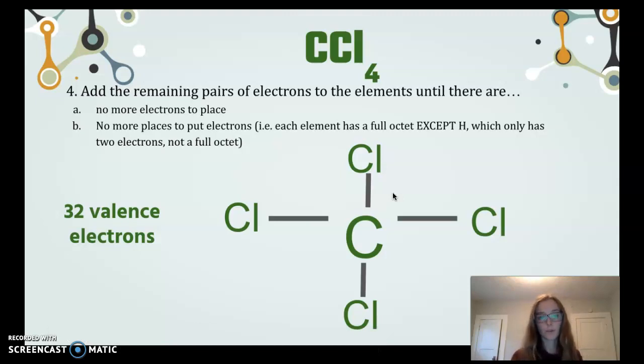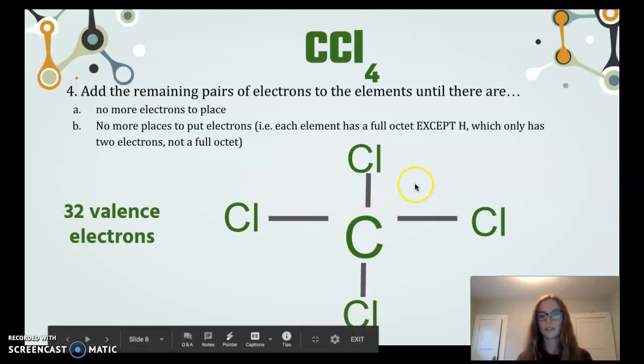Moving on to step 4, I next need to add the remaining pairs of electrons to the elements until there are either no more electrons to place or no more places to put electrons. Of course, though, hydrogen will not have 8 electrons, but all of your other atoms that we look at in this class will have 8 electrons. So I rewrote that I need 32 valence electrons here. And so far I have 2, 4, 6, 8.